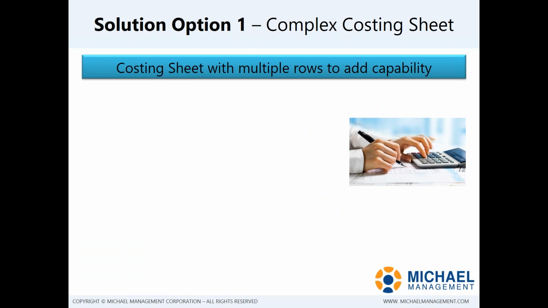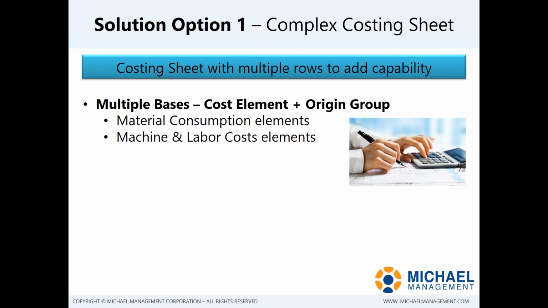So solution option number one I'm going to talk about is really what I would call the complex costing sheet. In this case, instead of having a costing sheet with only one flat base with the range of cost elements, one overhead rate per plant, and one credit key, you can actually have multiple rows to add capability to your costing sheet. By having multiple rows, what I mean is that you can have multiple bases. In the example we looked at before, we had one range of cost elements only, but we didn't really differentiate much more on that basis.